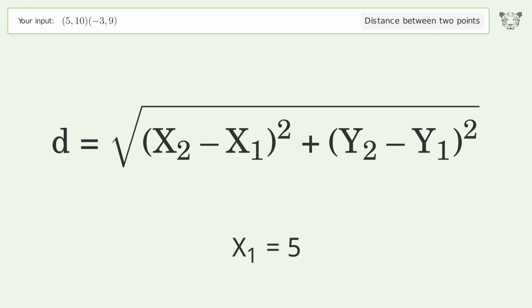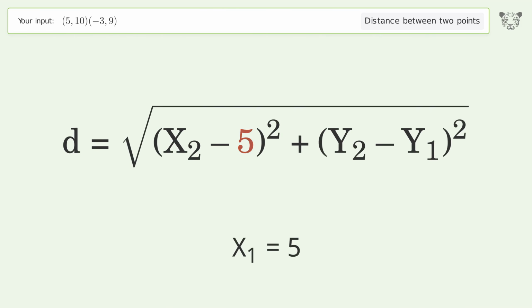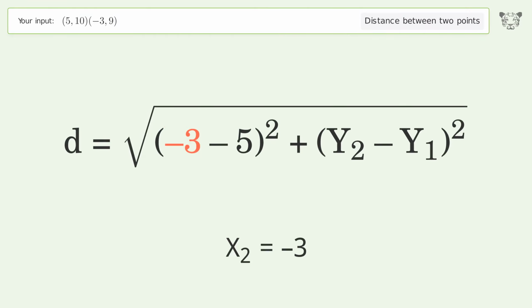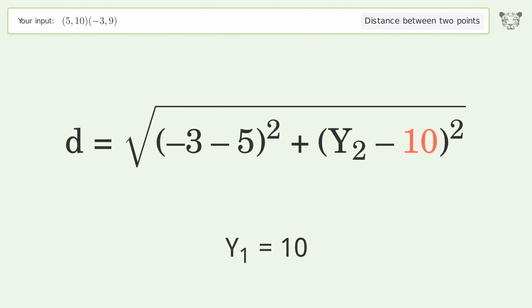x1 equals 5. x2 equals -3. y1 equals 10. y2 equals 9.